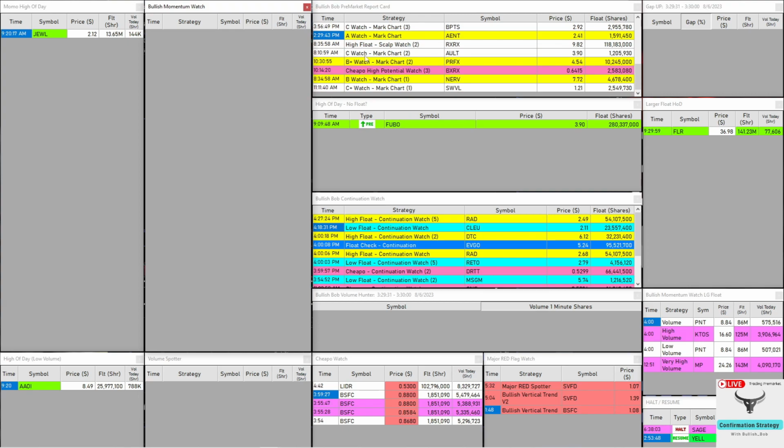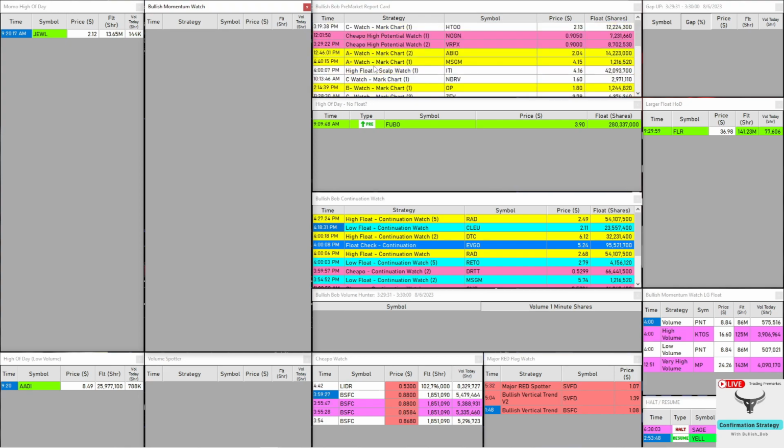So some of these come in as a high float scalp watch. That means it's higher float, and I want to be careful of that higher float as I deem that as a red flag. You can see 118 million share float, and I may want to just scalp that move if I see an opportunity there, but I don't want to overstay my welcome. So the idea behind the Bullish Bob report card here, especially in the pre-market, is it's supposed to identify the value in the market, but then let us know what kind of potential we have there.